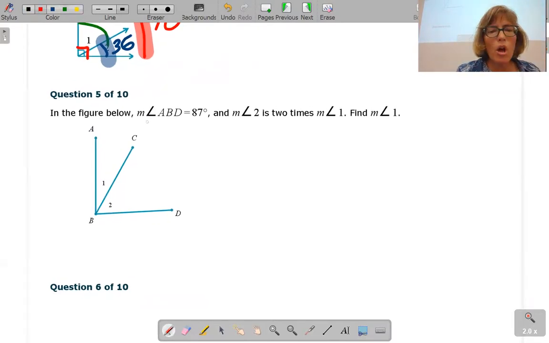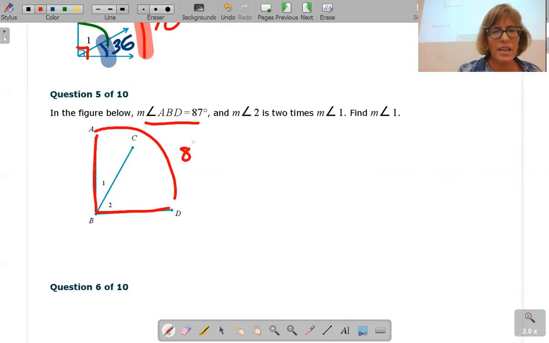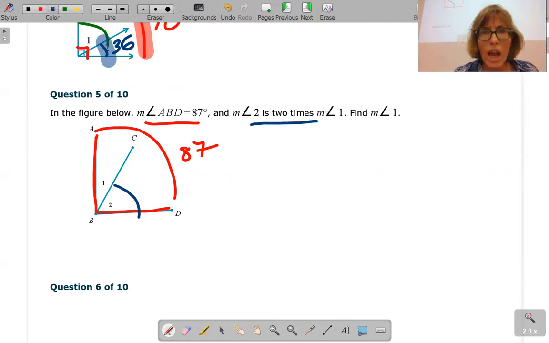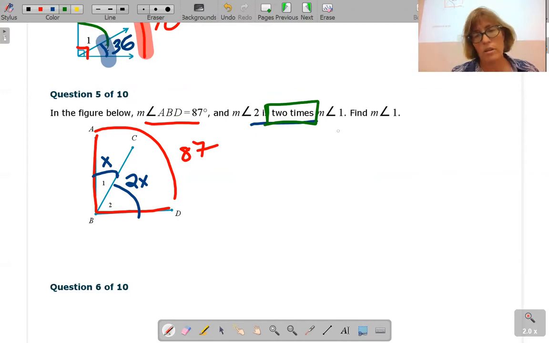In the figure below, ABD is 87. Angle 2 is 2 times bigger than 1. So we're comparing angle 2 to angle 1. Angle 1 is our unknown, and angle 2 is 2 times. So when it says times, that's a multiplication. So if we're 2 times, it'd be 2x. If it's 3 times, 3x.